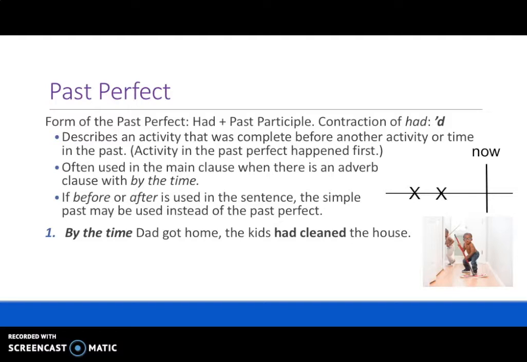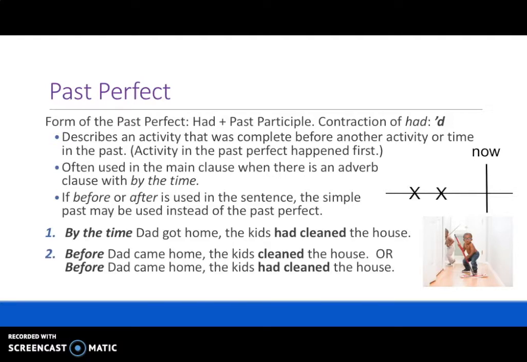If before or after is used in the sentence, the simple past may be used instead of the past perfect. So here's an example. Before Dad came home, the kids cleaned the house. Both verbs are in the simple past. And that's because when I use before, it is clear what happened first. It means the kids cleaned the house first and then Dad came home. Or I can say before Dad came home, the kids had cleaned the house. And I can use the past perfect there. But in this case, it's optional.